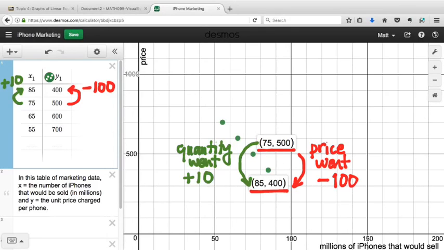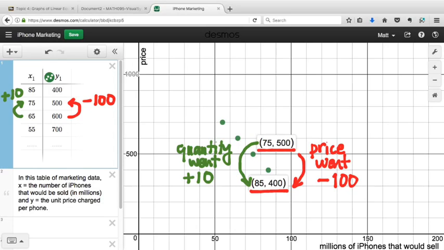What about the other pairs of data points on this list? Does that same relationship still hold if I compare, let's say, the point right here and the point right there, which in the data table are the second row and the third row? Does that same relationship hold?